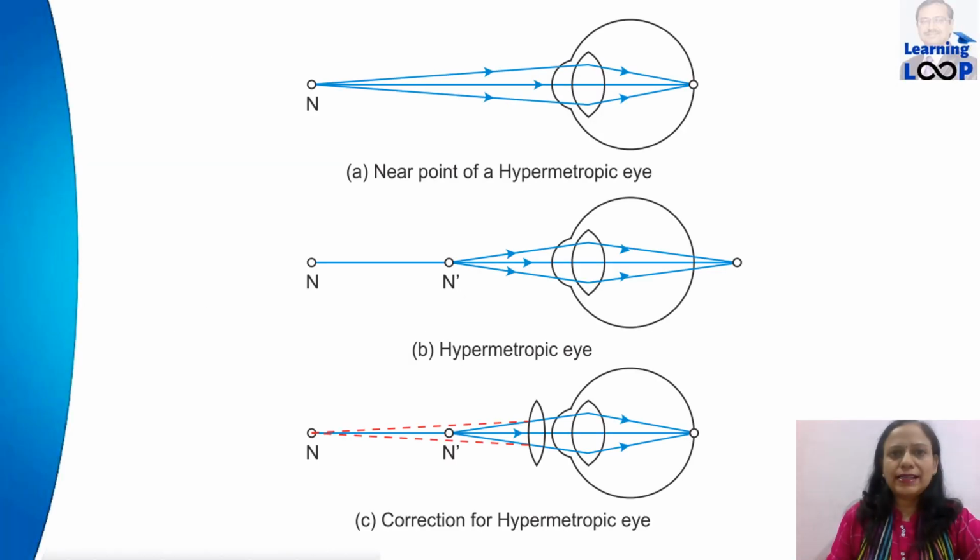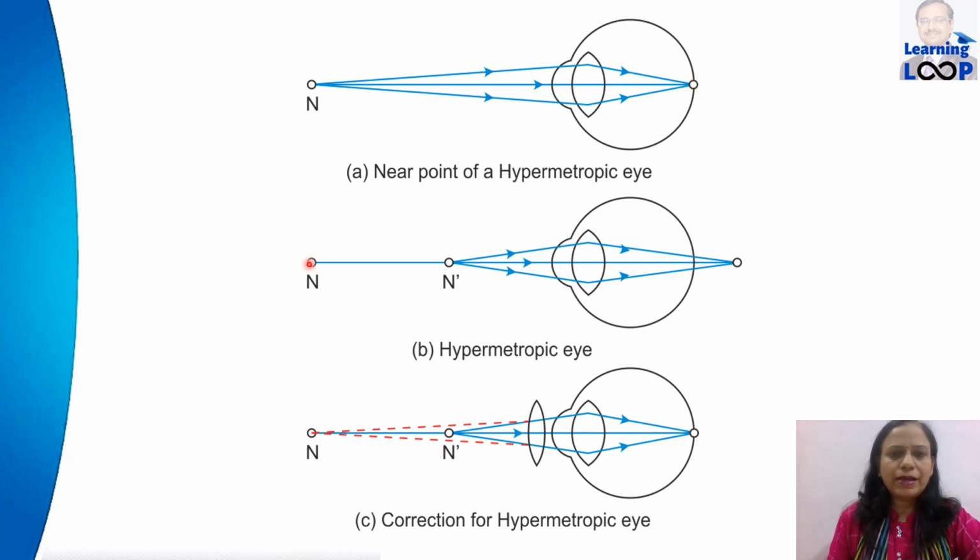Let's have a look at these diagrams, very important diagrams again. Now, if I refer to the normal near point of a hypermetropic eye, this is the near point. We represent it using the letter N. That means an object kept at this point or beyond this will be clearly visible to the person because the image is being formed on the retina.